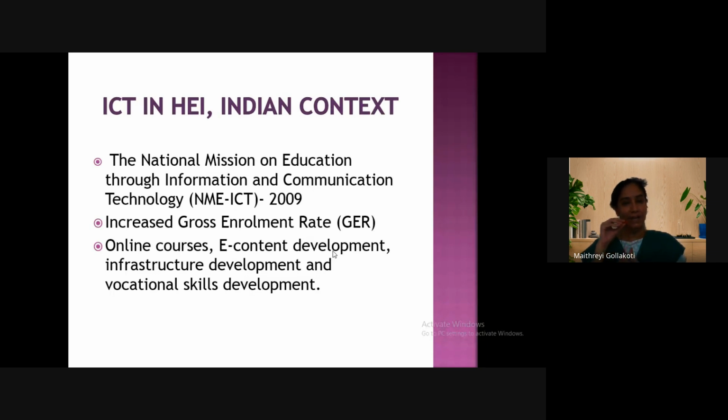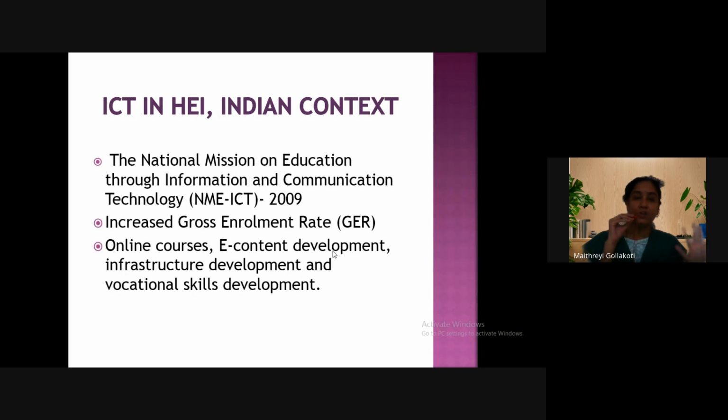And within a very short span of time, the government made a survey and discovered that with the introduction of ICT, the enrollment of students in higher education has increased tremendously. It is called the gross enrollment rate, GER. It means the number of people applying for higher education in India has increased considerably ever since the government adopted ICT tools.